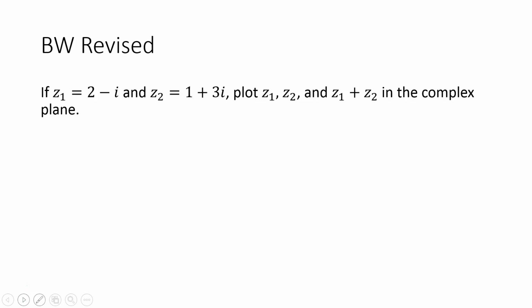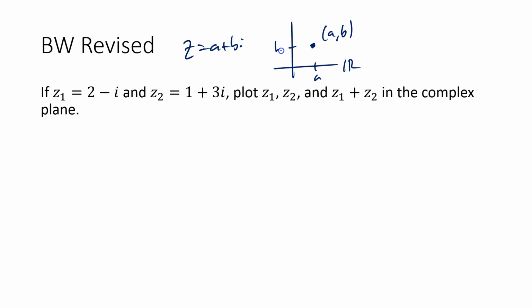So let's go back to our bell work and write it a little bit differently. Our first complex number, often we use z, which is a plus bi, and that would always be plotted at the point a comma b, because it would be a on the real line and bi, so b on the imaginary line. So z is often used for complex numbers. So if z1 is 2 minus i and z2 is 1 plus 3i, I want to plot z1, z2, and z1 plus z2. So let's think about what that would look like.